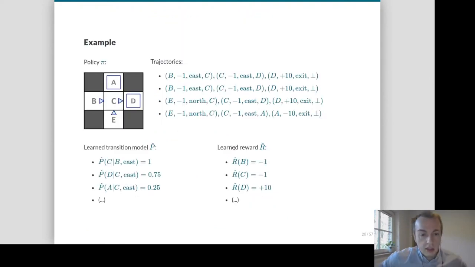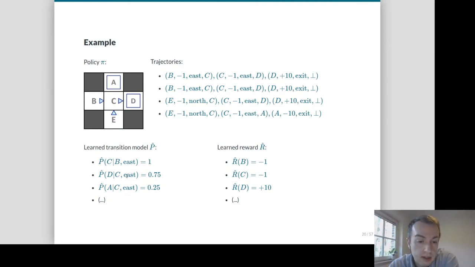So if we do that from our trajectories and from the policy on that previous example, what would happen is that the learned transition model, for example, the conditional probability of reaching state C when you start in B and then go east, is 1, because this is the only thing that we've observed with these two transitions there. Maybe something else happens, but we don't know about it. So the best guess that we can make is to say that our estimate for this conditional probability is equal to 1.